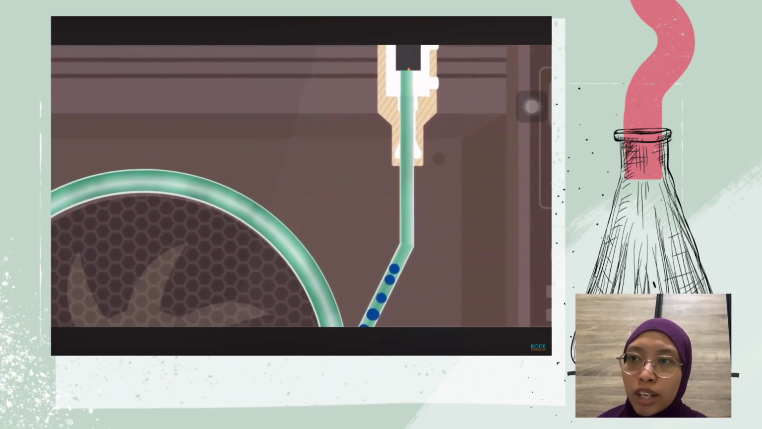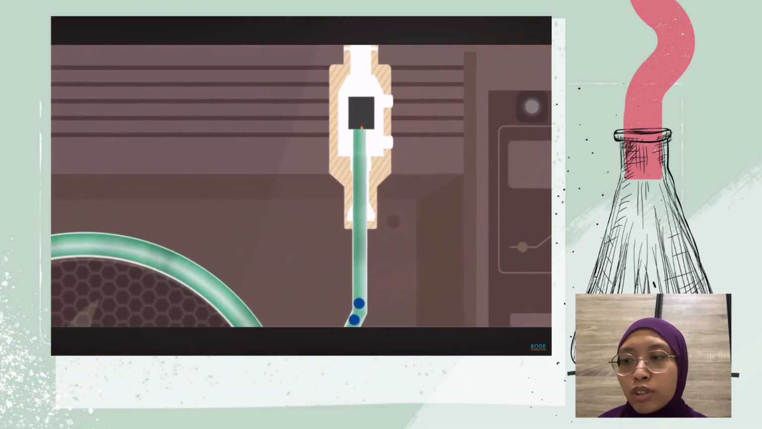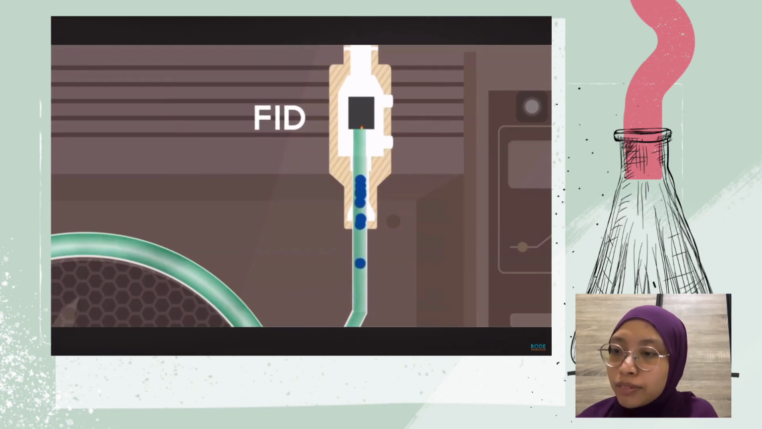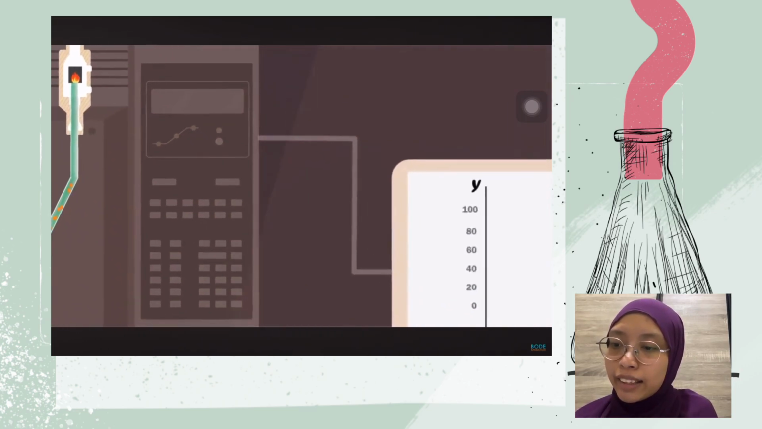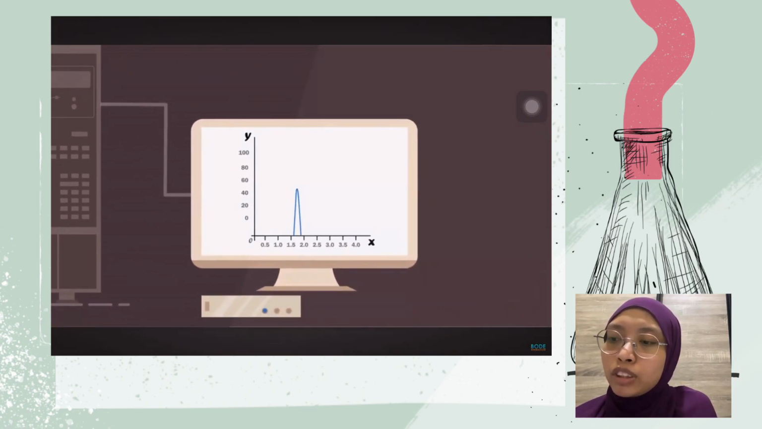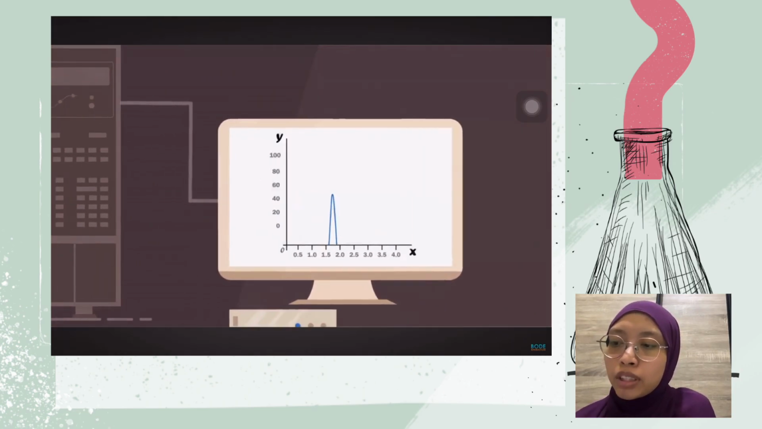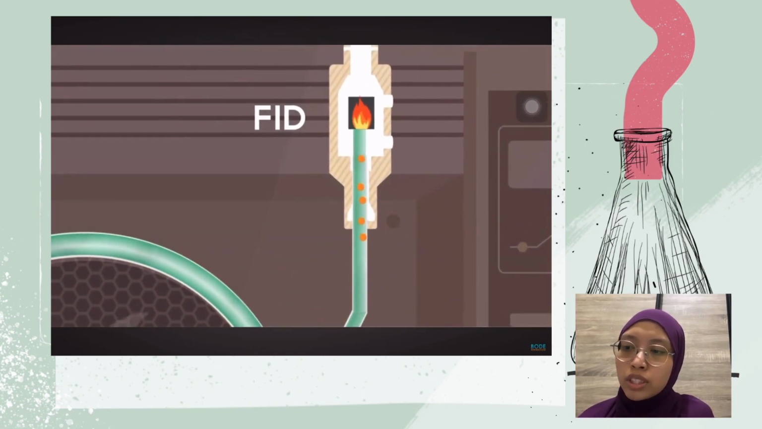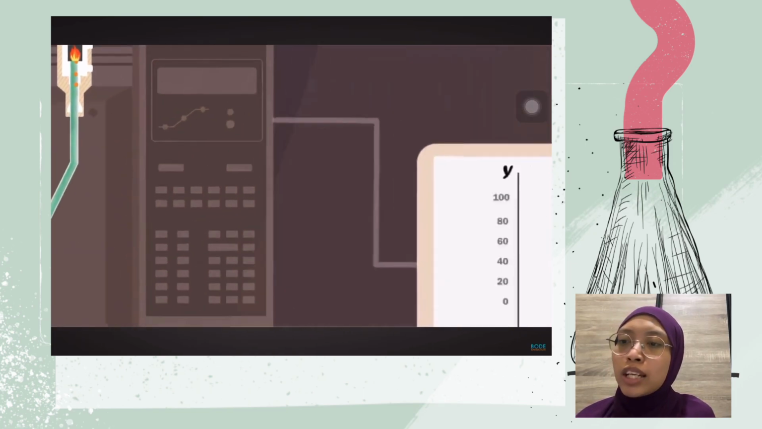Then the chromatogram, the last step. The GC produces a graph called a chromatogram, which shows peaks. The size of a peak indicates the amount of each component reaching the detector. The number of peaks shows the different compounds in the sample. The position of a peak shows the retention time for each compound.